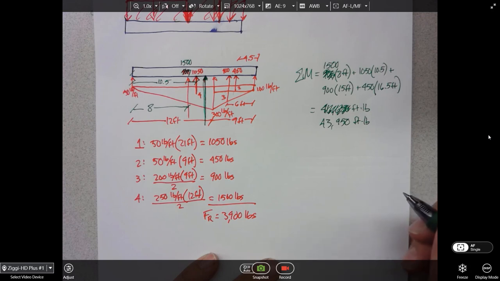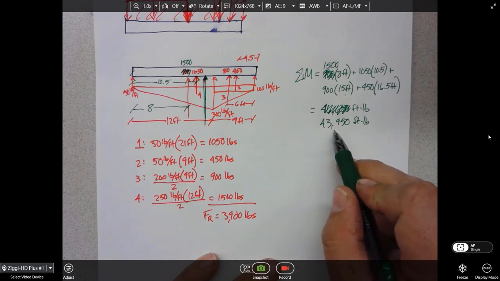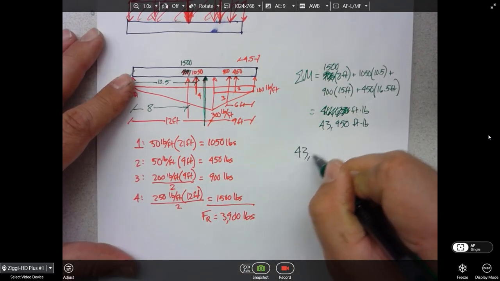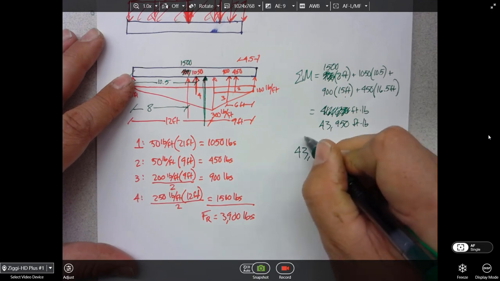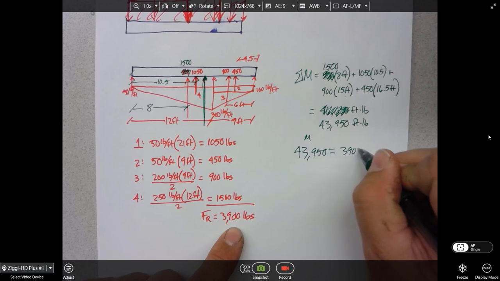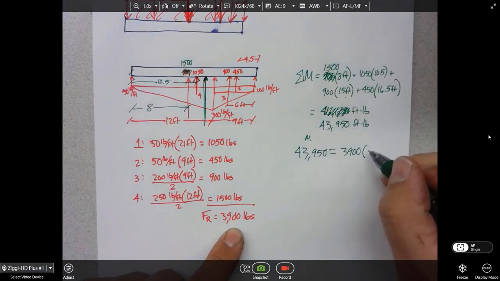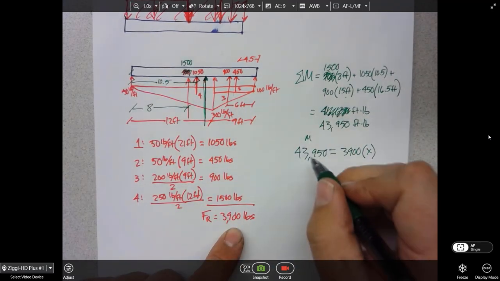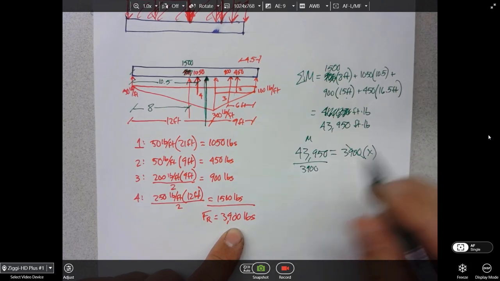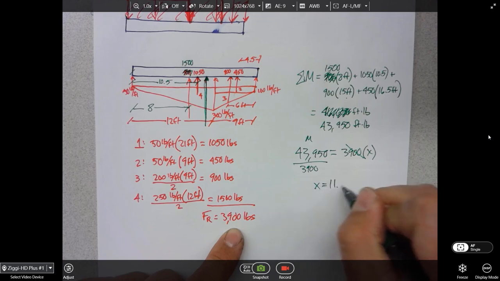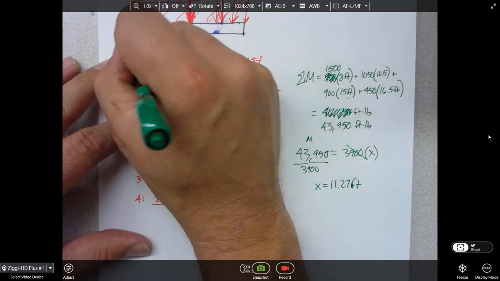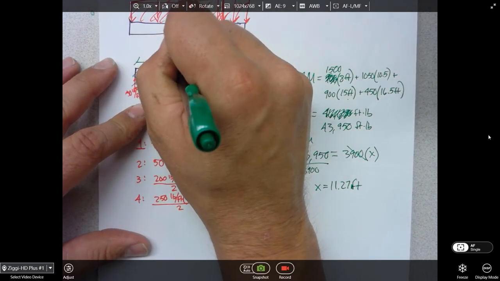So if I have 43,950, that's the moment I need, which must be equal to my resultant force, 3,900, times its distance from that end, x. So I divide 43,950 by 3,900, and x is 11.27 feet. And that's this distance right there.